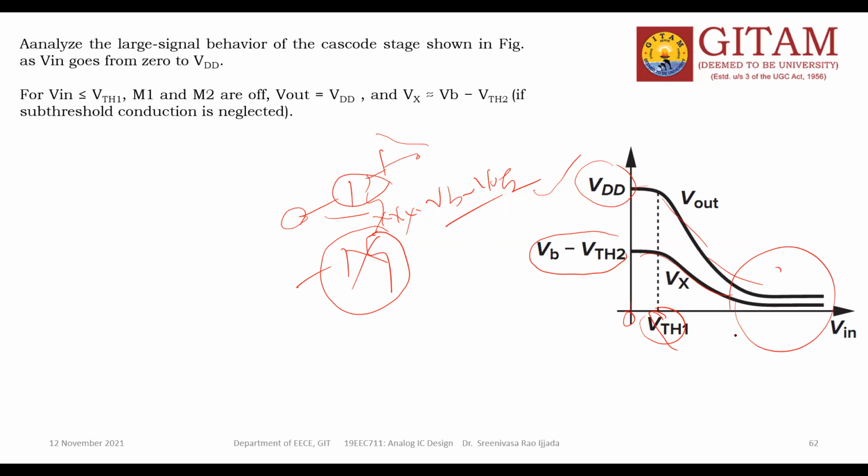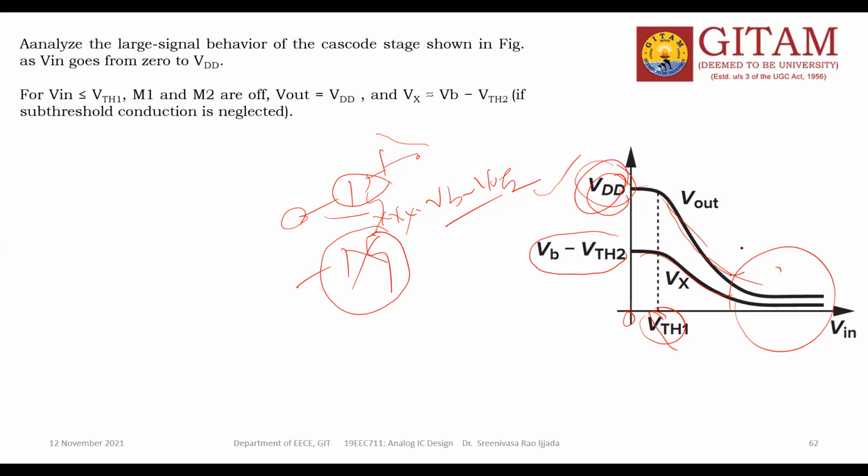If the input voltage is very high compared to your VTH1, then both the transistors enter the triode region. Therefore, you will get a very small amount of V out and Vx. Because of the condition, this is the VDD, the output voltage potential, and it is decreasing.